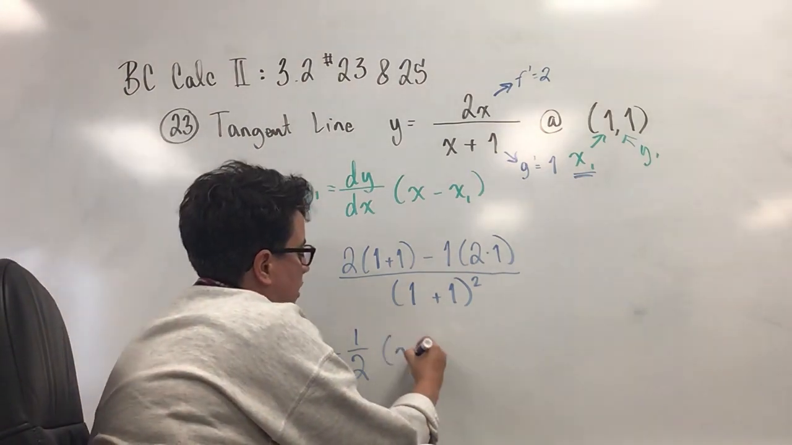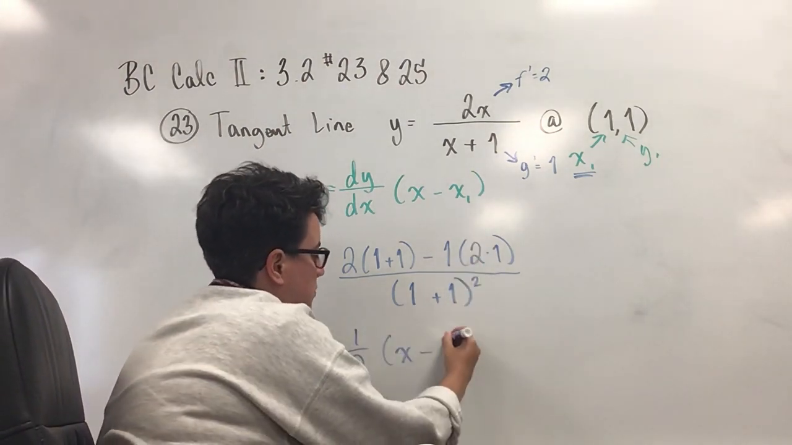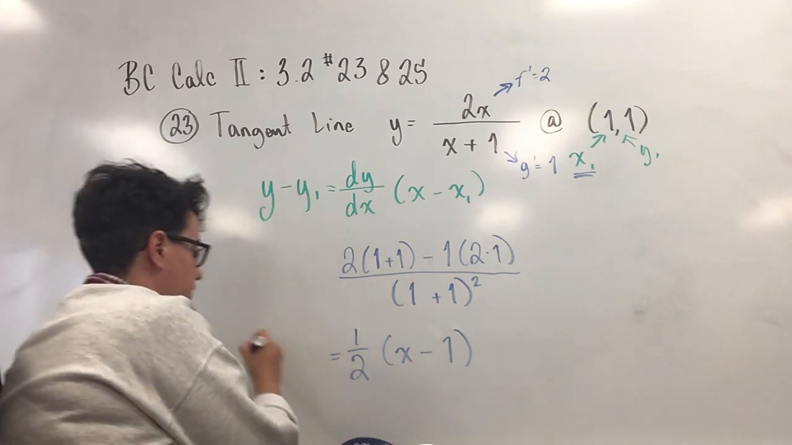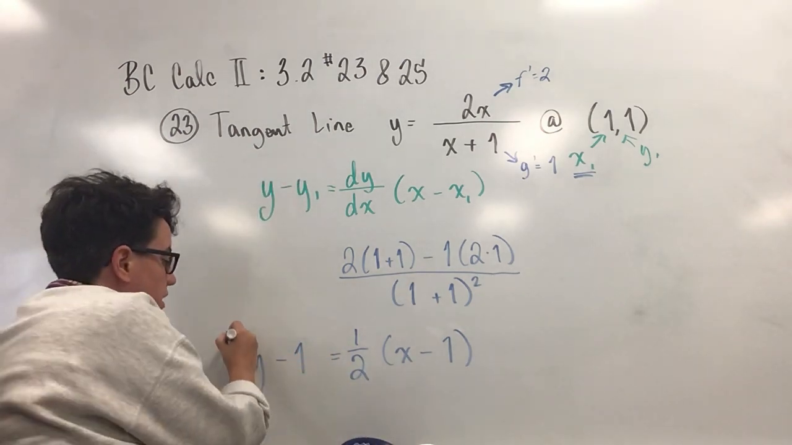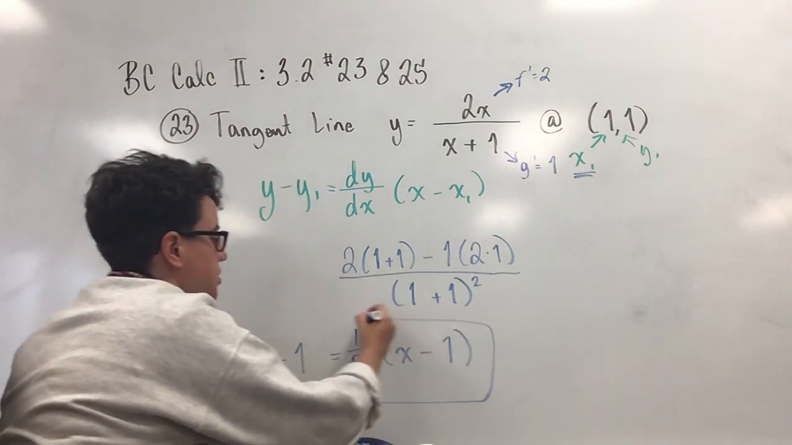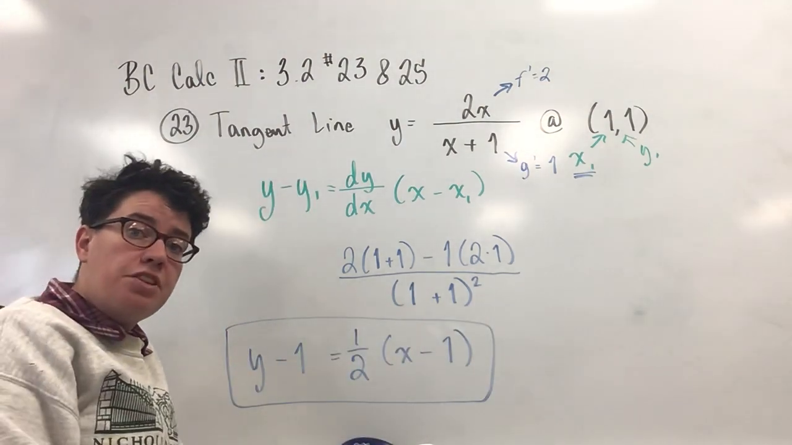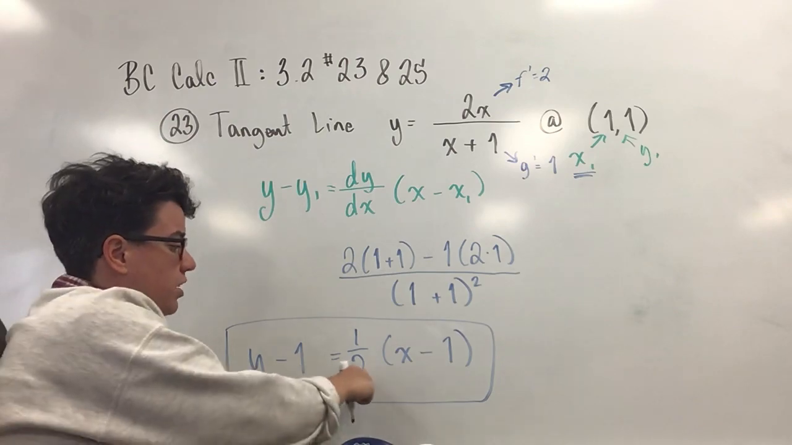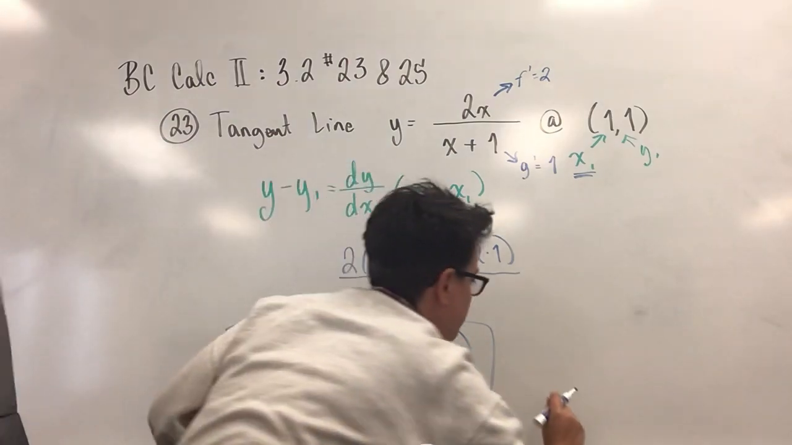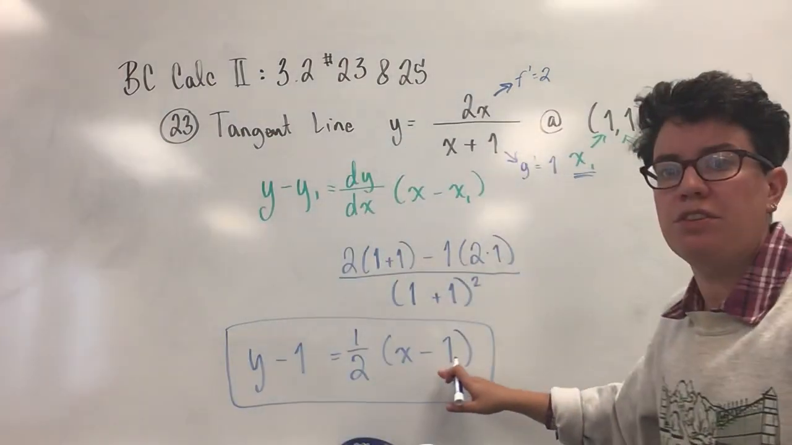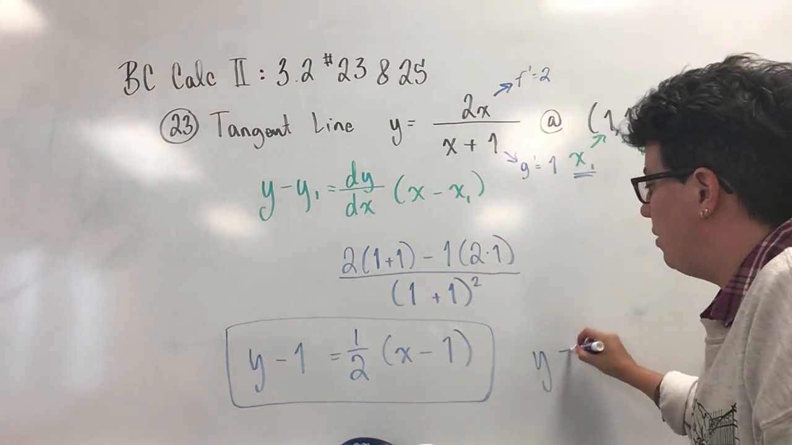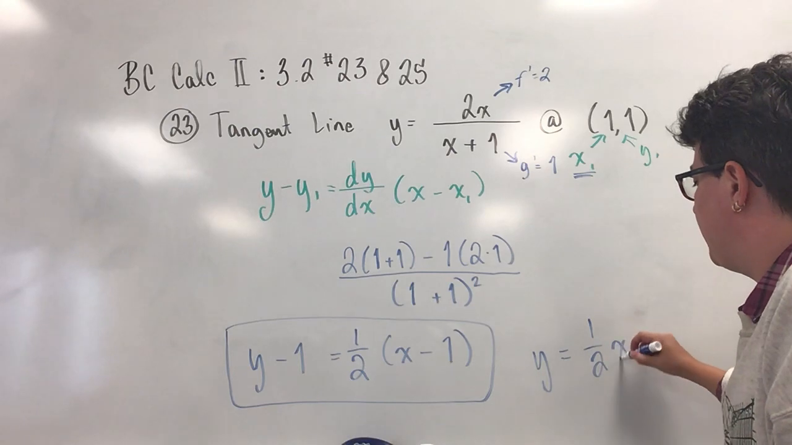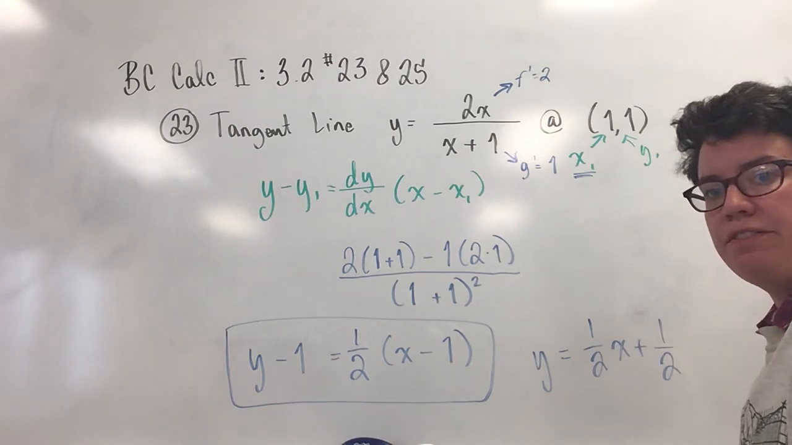Then we've got our x minus x1, which is 1, and y minus 1 over here. Now, leaving it in point slope form is just fine for me. When you check the answer in the back of the book, it's in slope intercept form. So all you need to do is distribute the 1/2 here and add over, which would give you y is equal to 1/2 x plus 1/2.